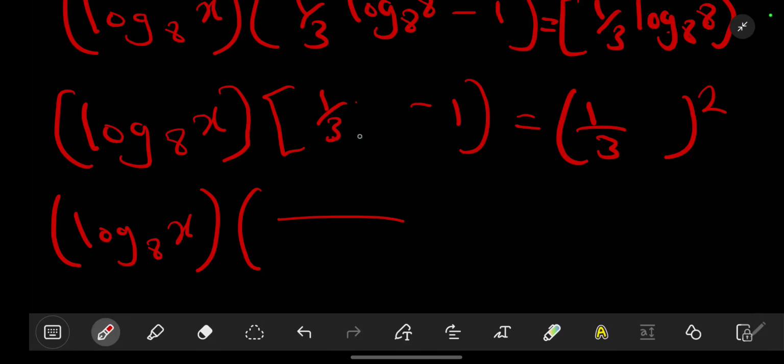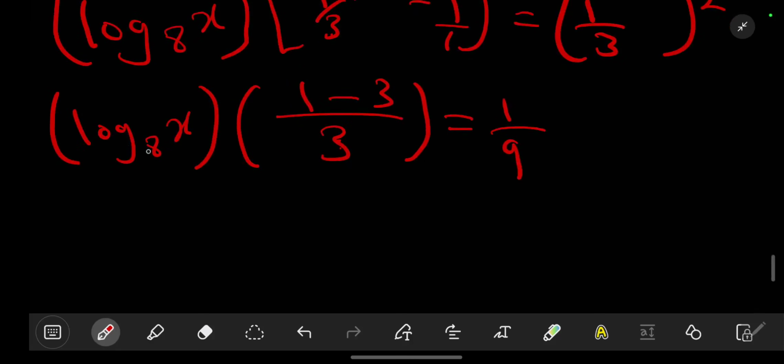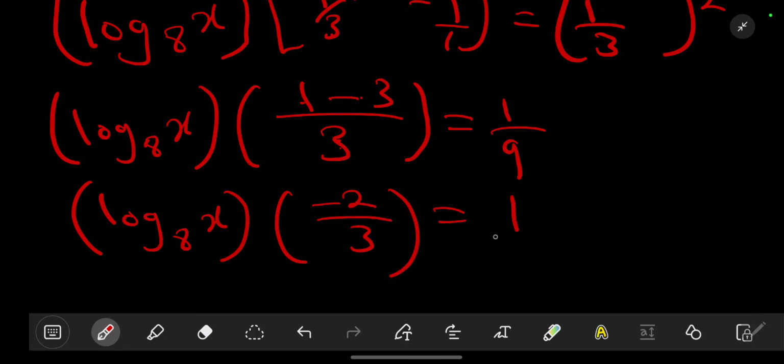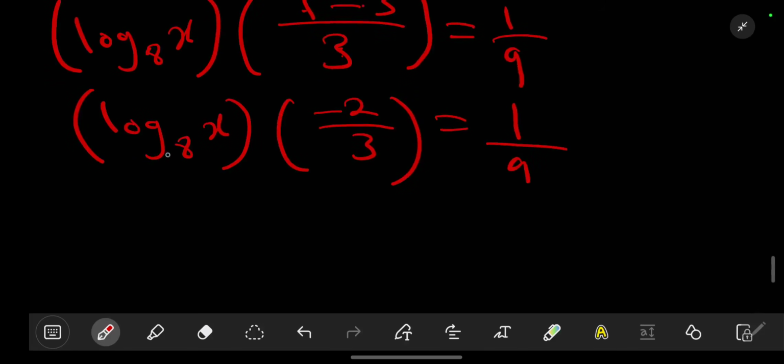So we have 1/3 minus 1, and 3 is the common denominator. So we have 3 divided by 3 is 1 times 1, that's 1, minus 3 divided by 1 is 3 times 1 is -3 like that. Then it should be equal to 1/3 squared, which is 1/9. So we are going to get our log of x like that. 1 minus 3 is -2/3, should be equal to 1/9 like that.